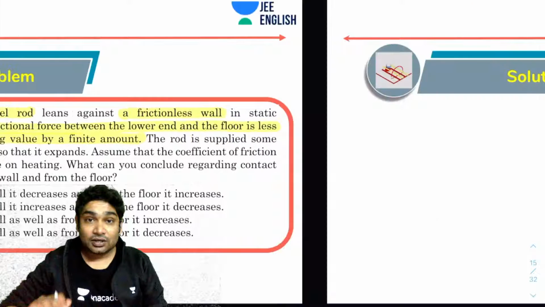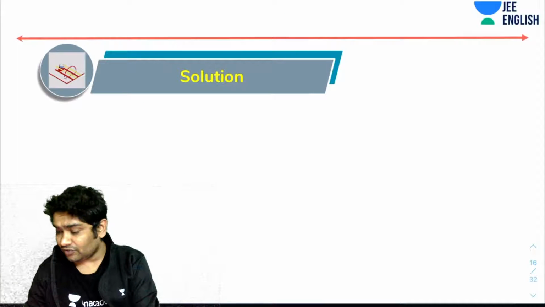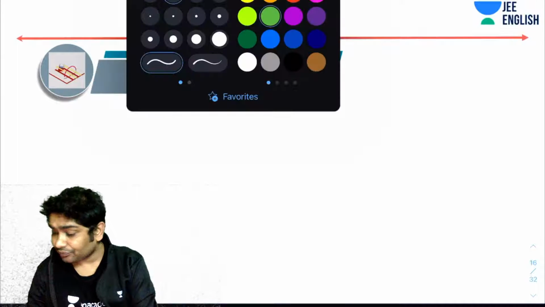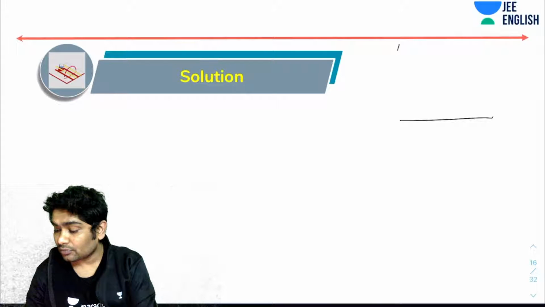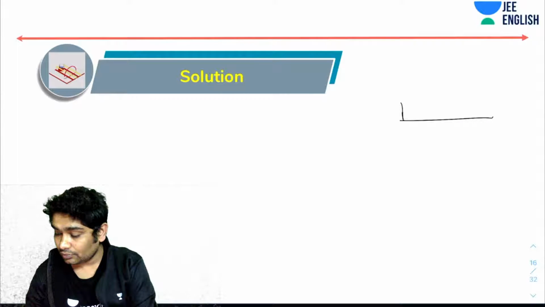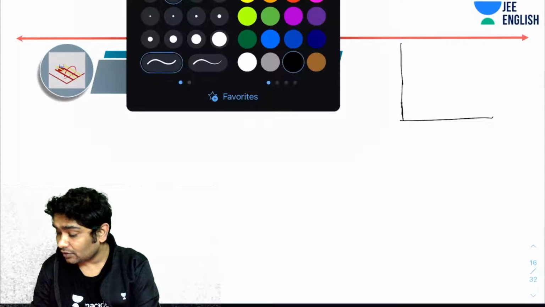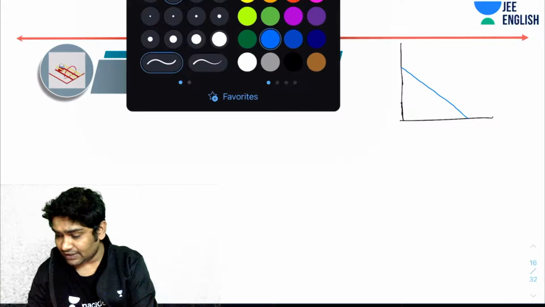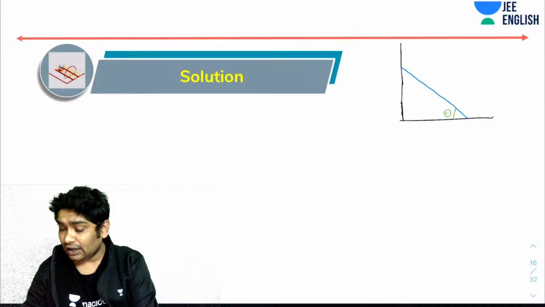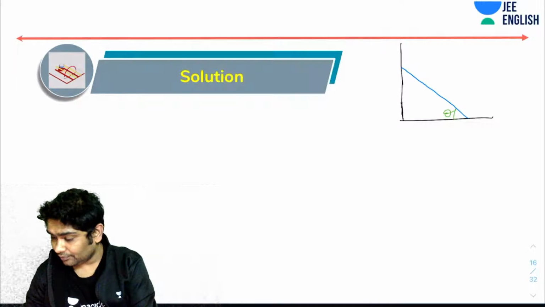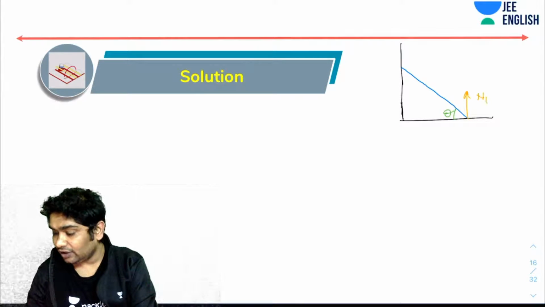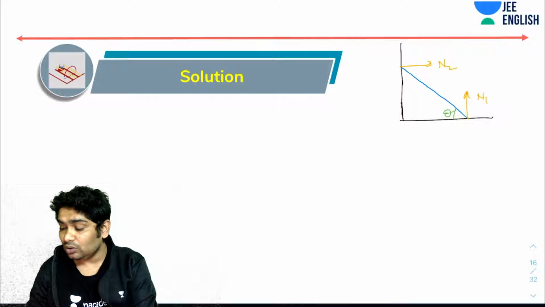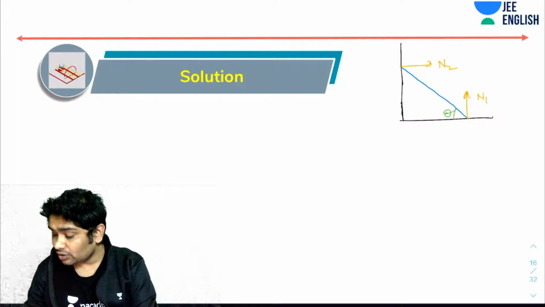Let us see. So please realize first what we'll do is we will try to analyze the situation. Now, whenever the rod is resting like this, if I make the FBD, let's see how the FBD looks. I will have one normal reaction acting from here. Let's call that N1. I'll have one normal reaction acting from here. Let's call that N2. And then I will have a friction which will be needed to balance this N2.